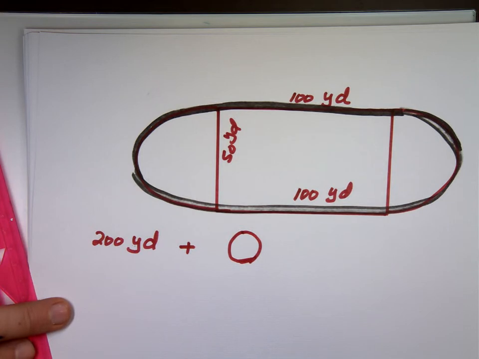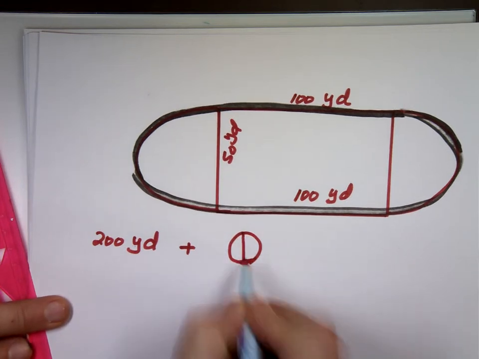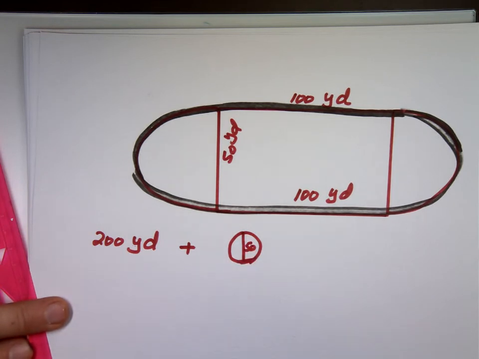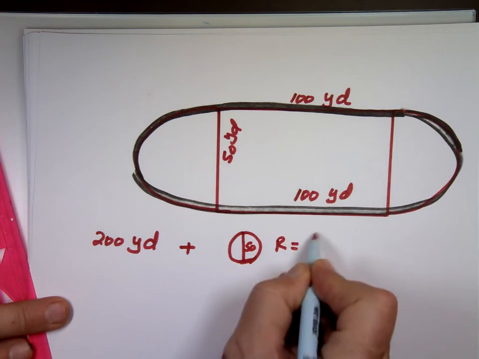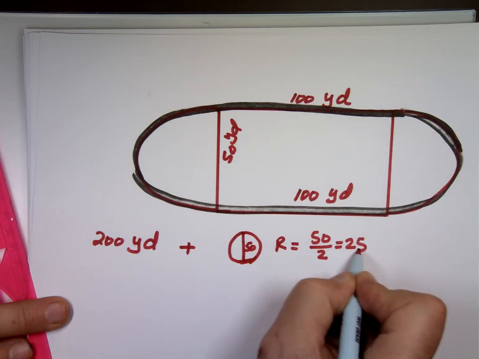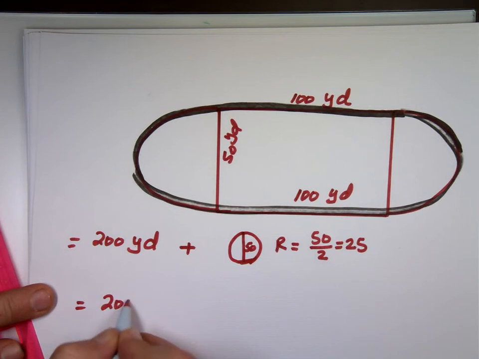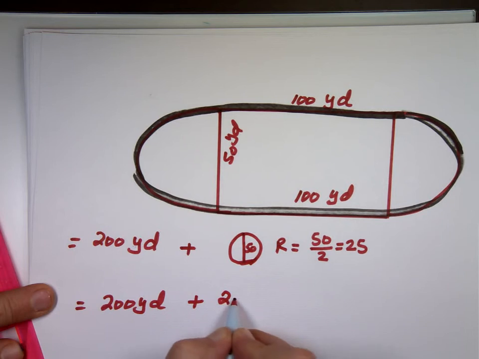Now, what is the radius of the circle? Try again. 25. Very good. Because the 50 is that distance from this end to that end. That's the 50. See that 50? So the radius for this circle is actually 50 divided by 2, half that number, which is 25. So what did you walk? It's the 200 yards plus the circumference, which is what? 2 times pi times r, which is 25.